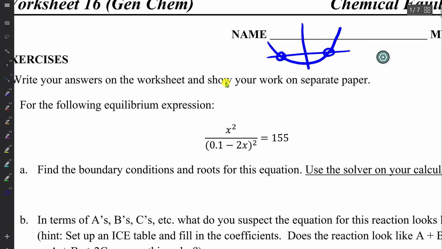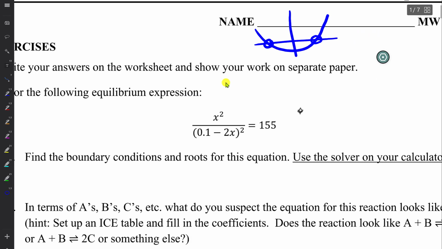If we want to solve this equation to find its roots, what we end up doing is going x squared over (0.1 minus 2x) quantity squared, minus 155 equals 0. And then you're looking for the conditions in which the equilibrium constant, the way we do them in class, satisfies the conditions where the value of x squared over (0.1 minus 2x) squared minus 155 equals 0.